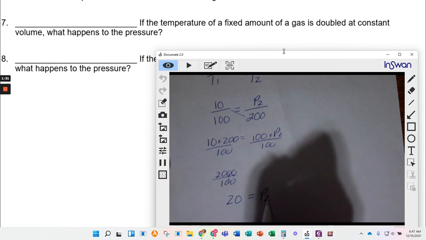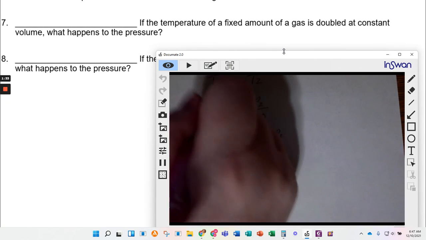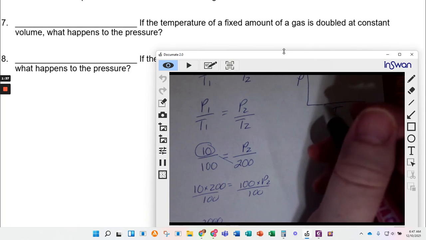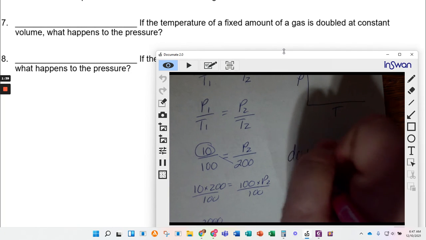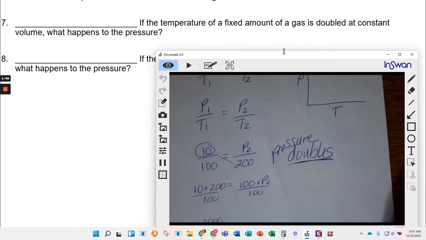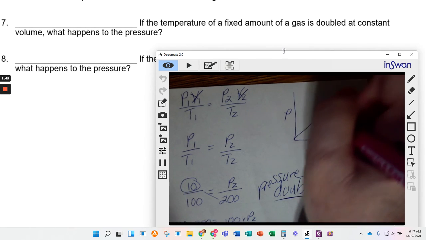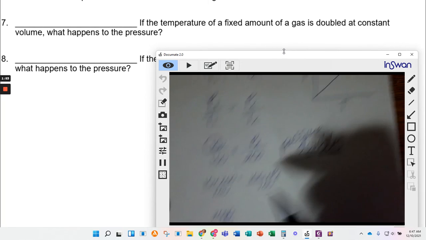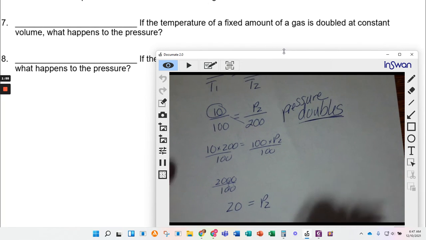So what happened to the pressure? Well, it started at 10 and it went to 20. So it doubled. So the answer to this question is the pressure doubles. So if the temperature doubles, well, it turns out the pressure doubles. The graph looks like this. Okay, but again, if you didn't remember this, you can just plug in some numbers to get your answer.